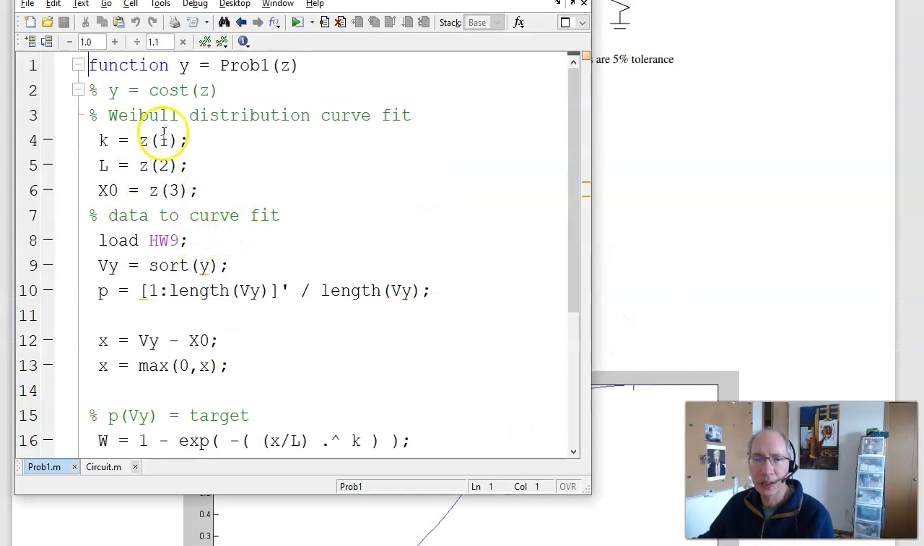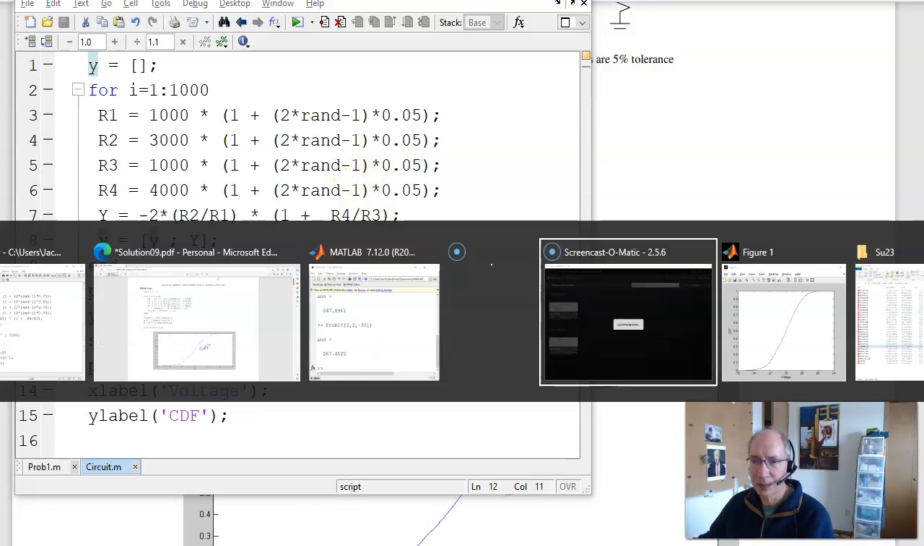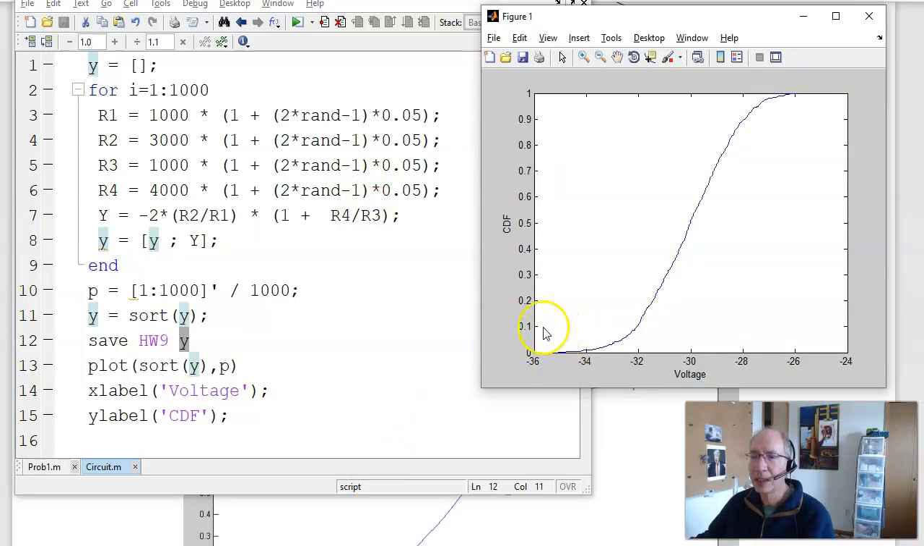So here's the function that I wrote for the circuit. I calculate the data, then save it. I saved it under this file, homework 9, and the variable is Y. And if I run that, pretty much same as the homework. Where's my graph? That's what the graph looks like.